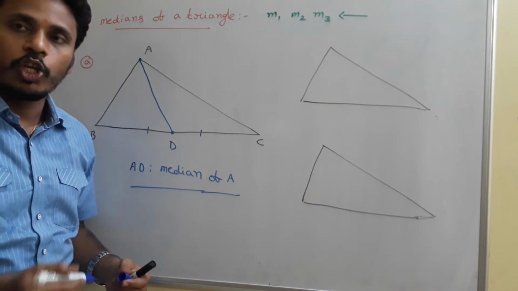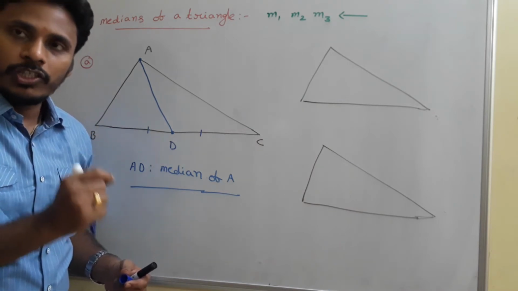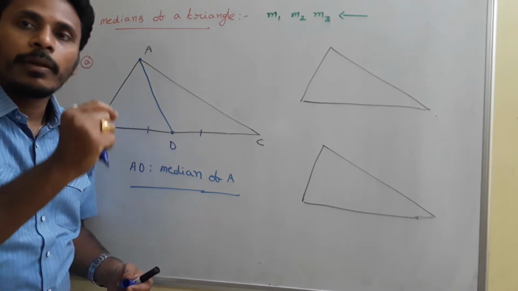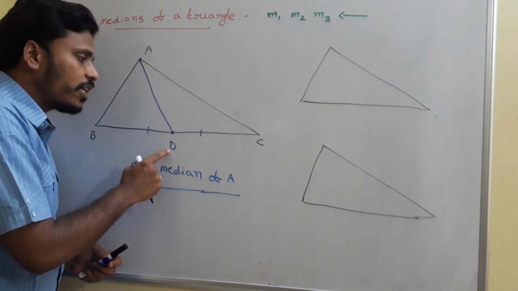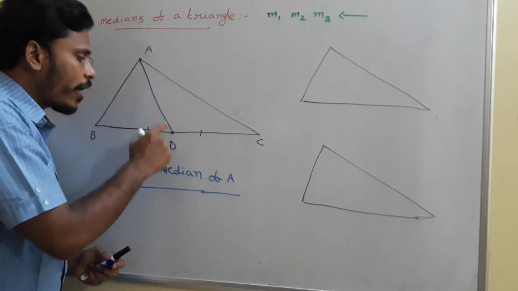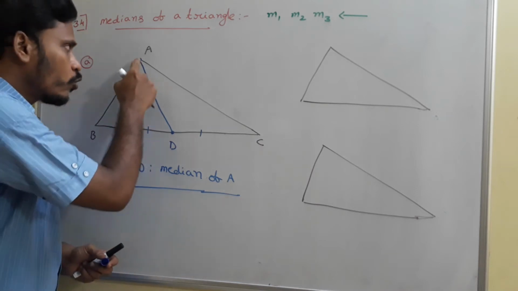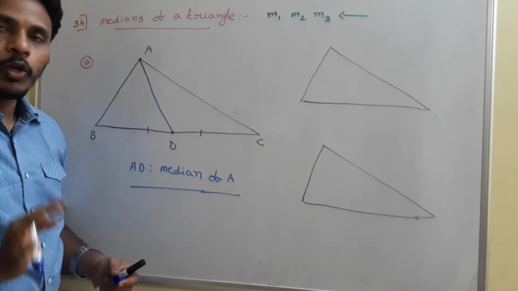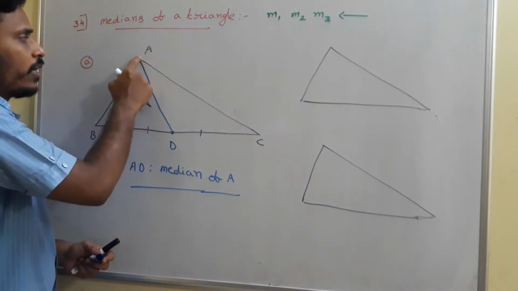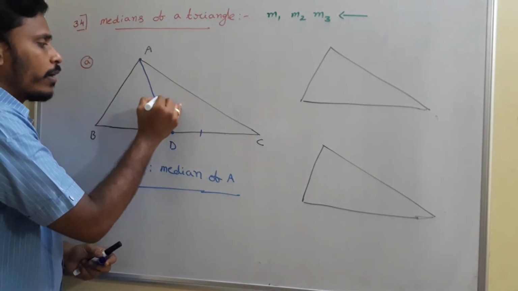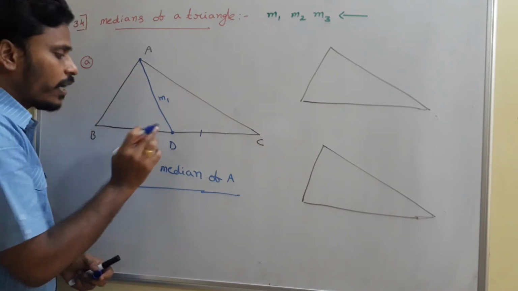Once again, the median of a vertex is the line segment joining the vertex to the midpoint of the opposite side. So this is the vertex and this D is the midpoint of BC. This line segment is the median of A, and we usually name it AD. As per these notations, M1, M2, M3, this median length is M1, and now we are going to find that length.